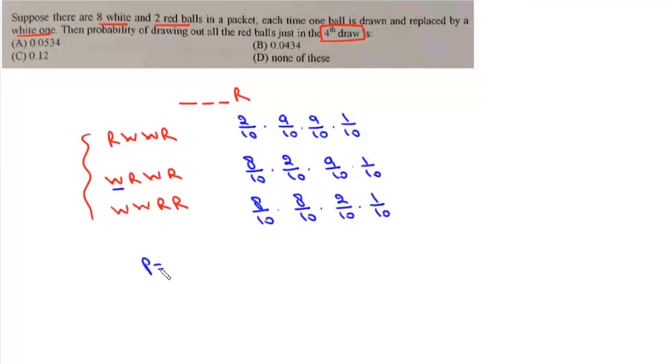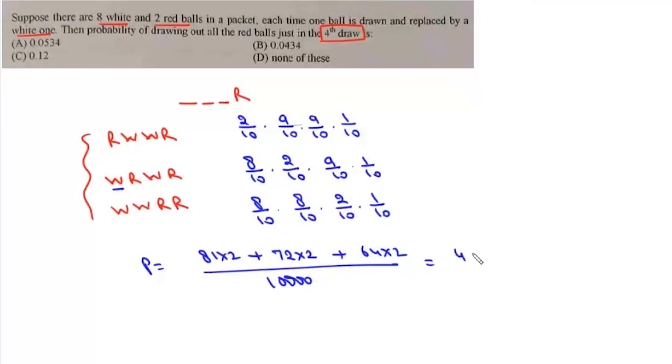So this required probability will be 9 into 9 into 2, that is 81 into 2, plus 72 into 2, plus 64 into 2, divided by 1000. Now this is 434 divided by 1000, which is nothing but 0.0434, and that's your option B.